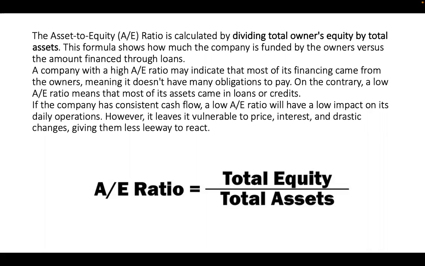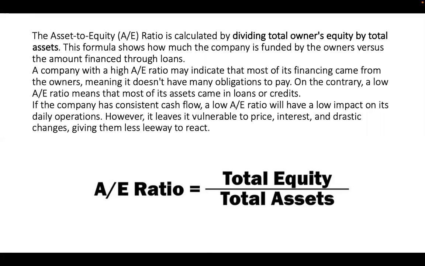On the contrary, a low AE ratio means that most of its assets came in loans and credits. और अगर किसी का लो आ रहा है AE रेशियो, तो it means that कंपनी जो है वो उधार पे चल रही है, उसके पास लोन्स और क्रेडिट का अमाउंट ज्यादा है with respect to the owners' equity.